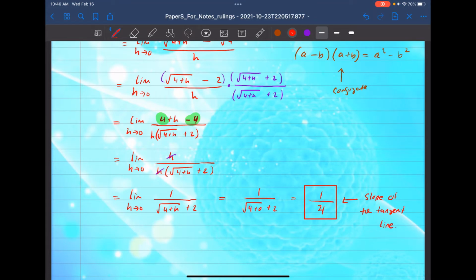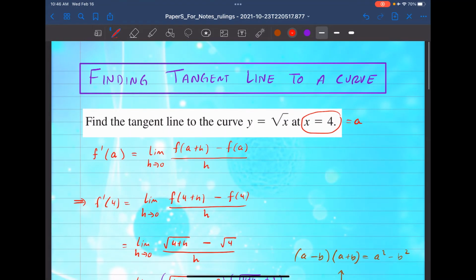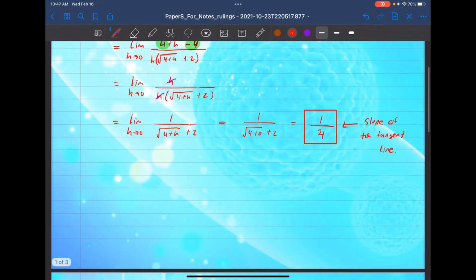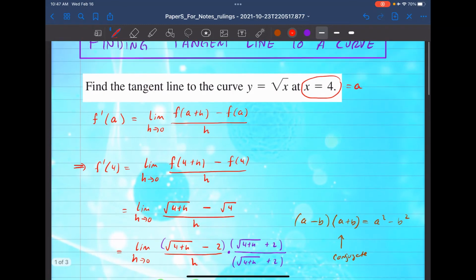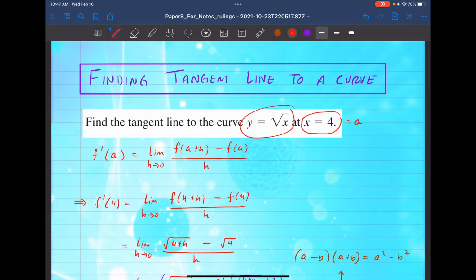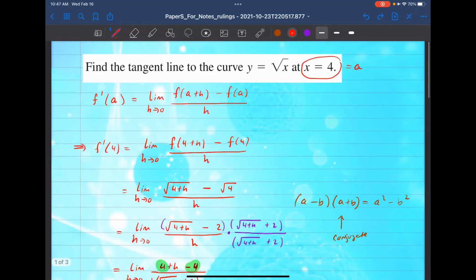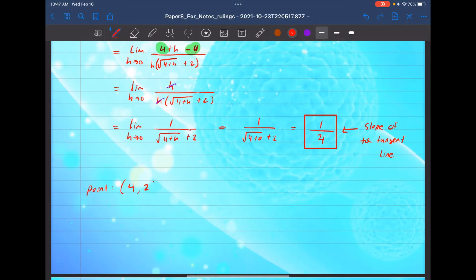So now that we have the slope, we want to write the equation of the tangent line at x equals 4. Well, we need to find the y coordinate of that point. So simply plug it into the function. So we know the slope. Now the point we're going to be using is x equals 4. And the y value is determined by simply plugging 4 into this equation. That gives you square root of 4. That would be 2. So we know the point, we know the slope.